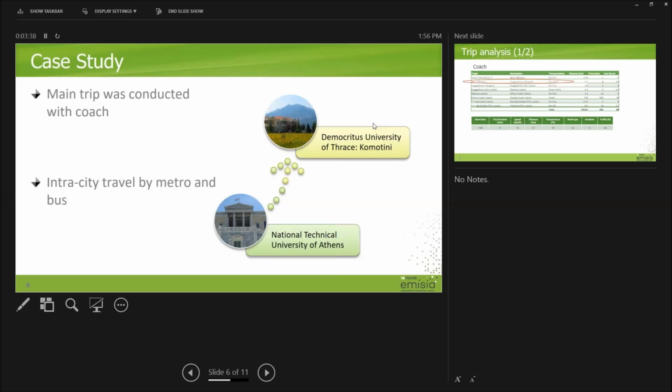So how do we combine all this information that we have? It is easier to show you this information using a case study, because otherwise it's just numbers that don't mean anything to anyone. So we took a route to start from the National Technical University of Athens and to go to the Demokritos University of Thrace in Komotini. The main trip was selected to be conducted using a coach, and intra-city travel was conducted either by metro, if it was available, or using a bus.